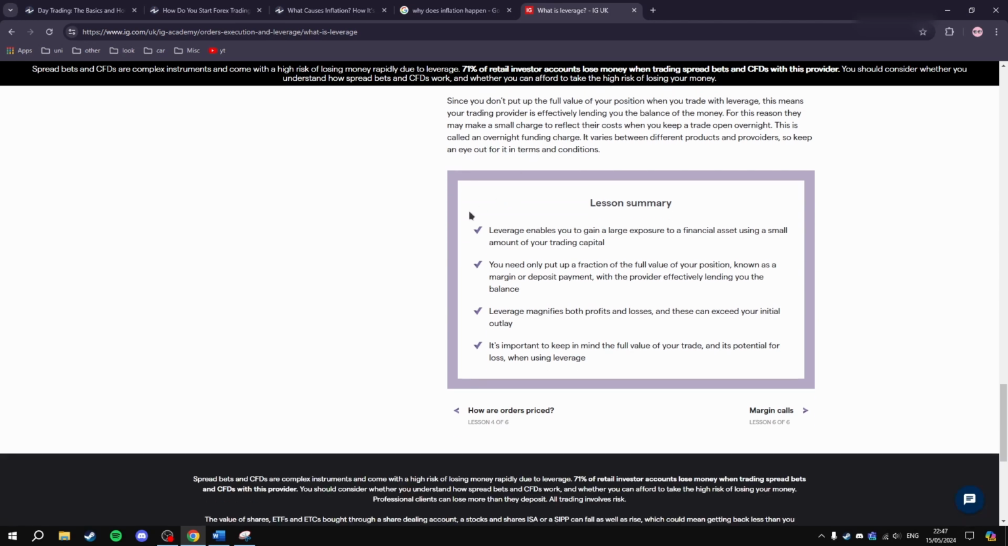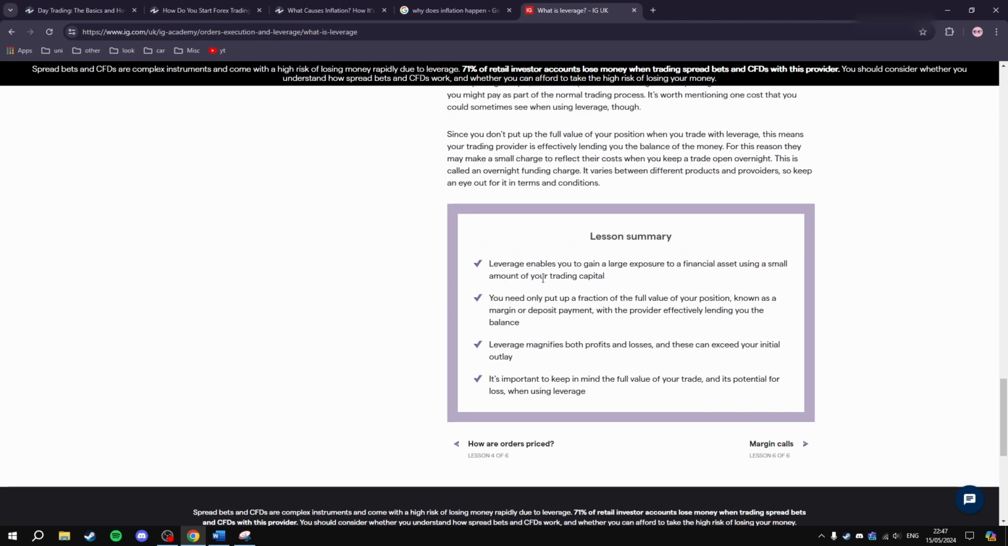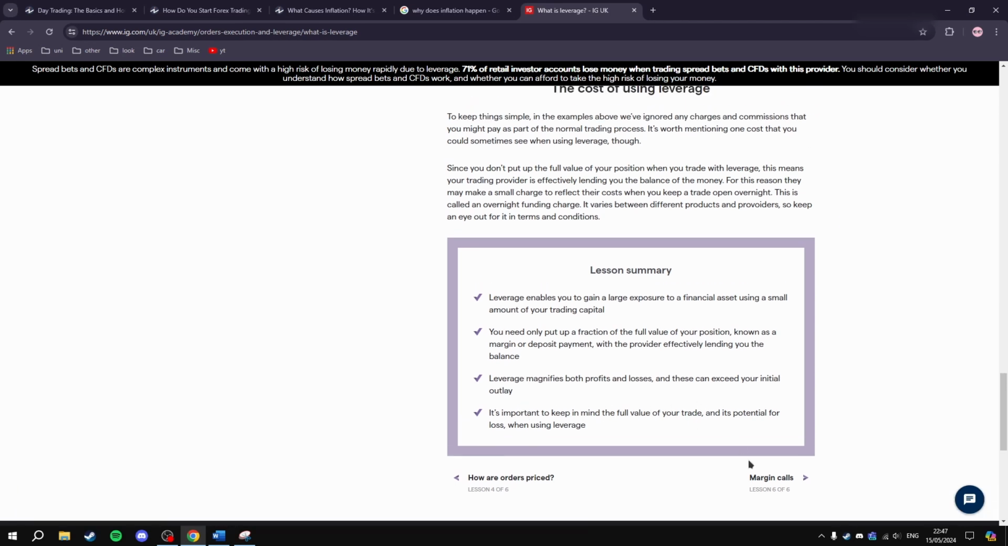Lesson summary. Leverage enables you to gain large exposure to a financial asset using a small amount of your trading capital. You need only put up a fraction of the full value of the position, known as a margin or deposit payment, with the provider effectively lending you the balance. Leverage magnifies both profits and losses, and these can exceed your initial outlay. It's important to keep in mind the full value of your trade and its potential for losses when using leverage.